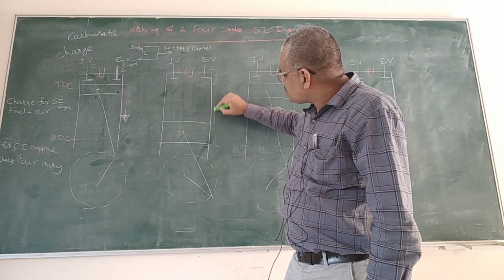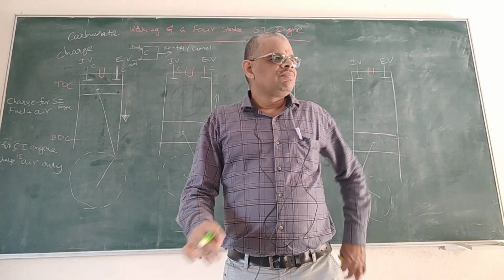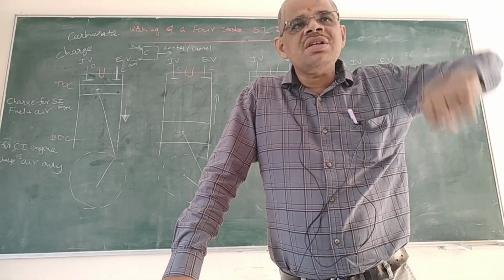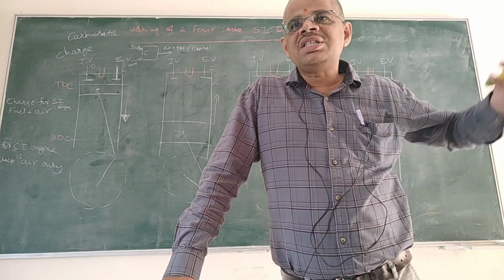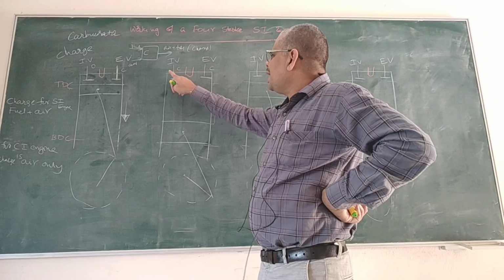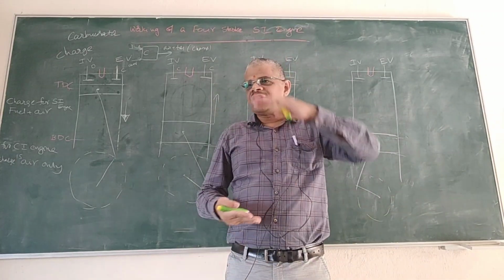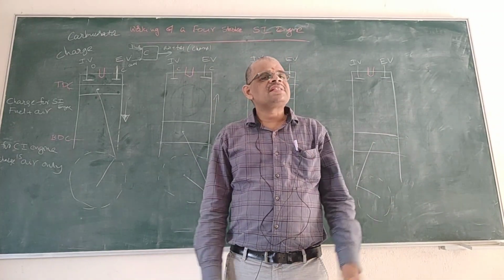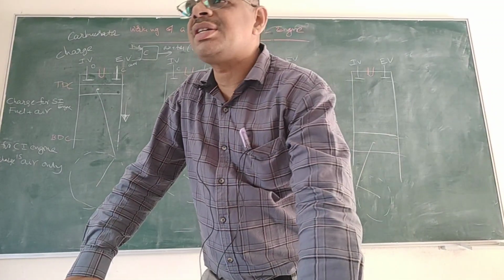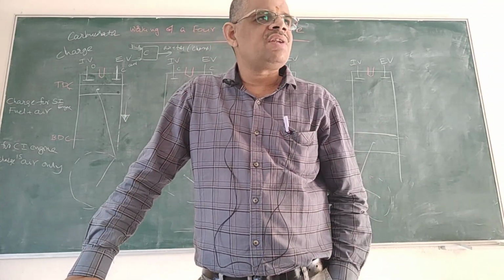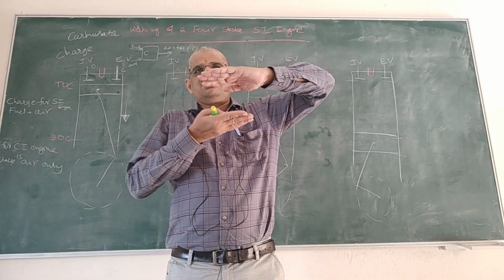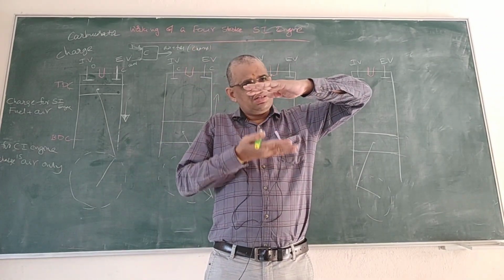Now this piston will start moving upwards. Then what happens? What is there above the piston? Charge, that is air plus fuel mixture, and both the valves are closed. Then what happens to the charge? It gets compressed. So what happens to its pressure and volume? In a closed chamber, you are compressing the gas. What happens? The pressure increases.